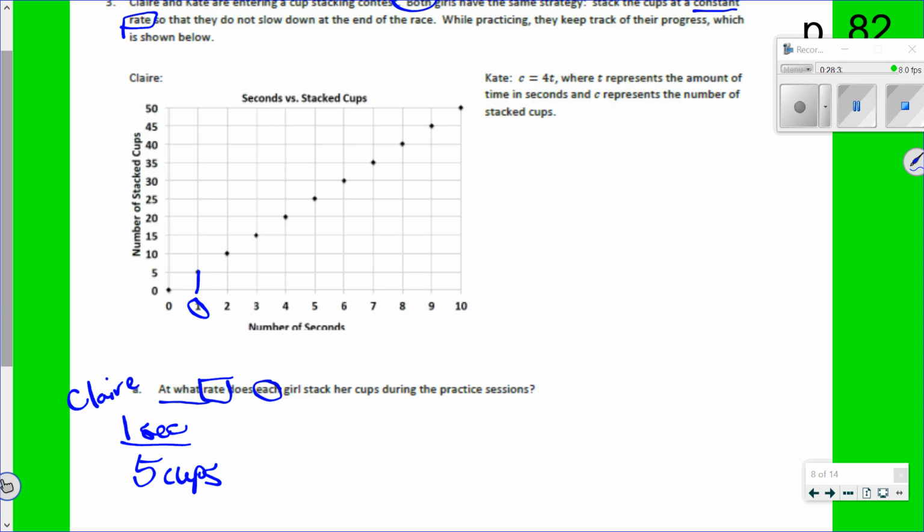What about for Kate? Kate has an equation. How would I figure it out for her? What do I need? I need 1 second, right? So can I put 1 second into her equation? If I put 1 in for t, because t represents the amount of time in seconds, right? So if I do c equals 4t, but now I say 1, 4 times 1 equals what?